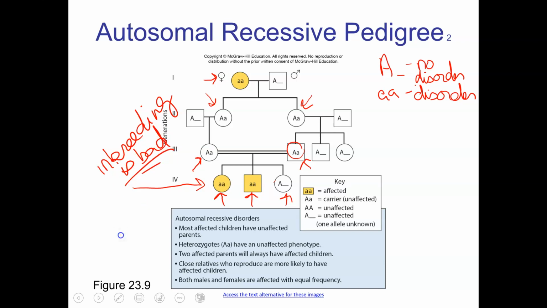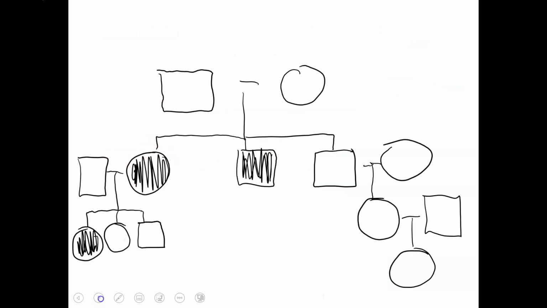So let's now look at my own little chart. And let's try and see if we can figure out what all of these individuals are. Okay, so we'll just use the same A's, right? We're using a big A, something for no disorder, and little a for disorder.